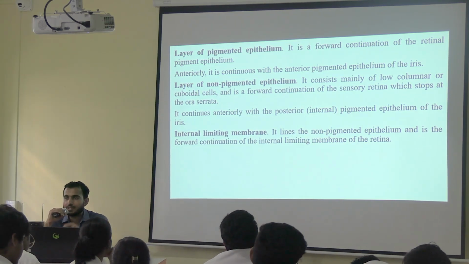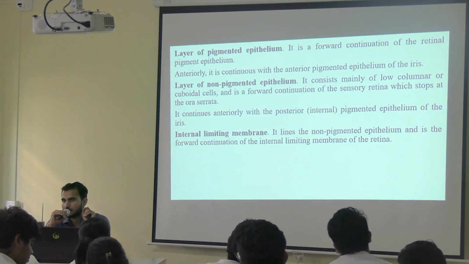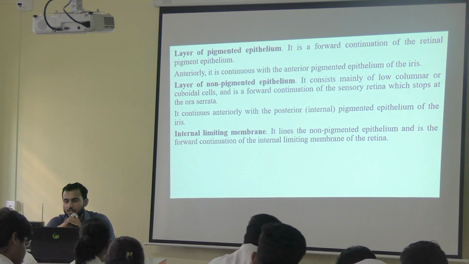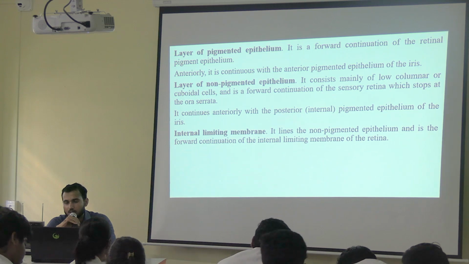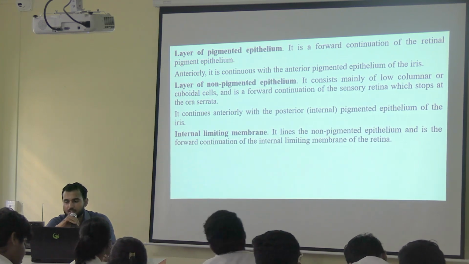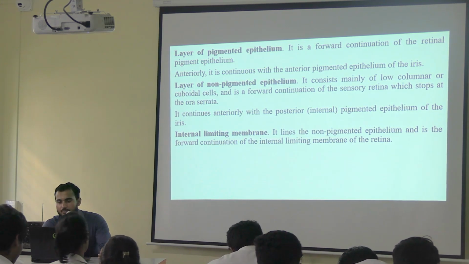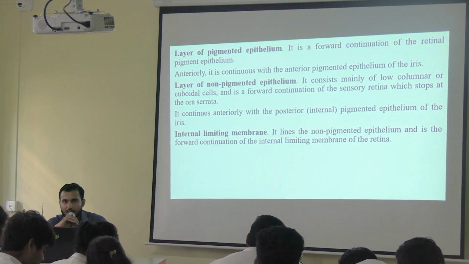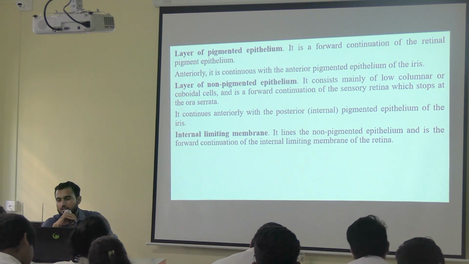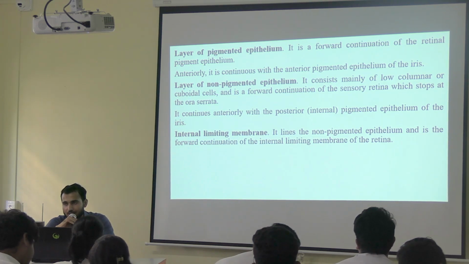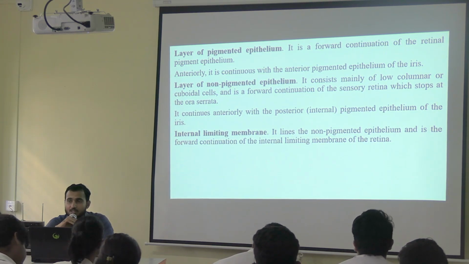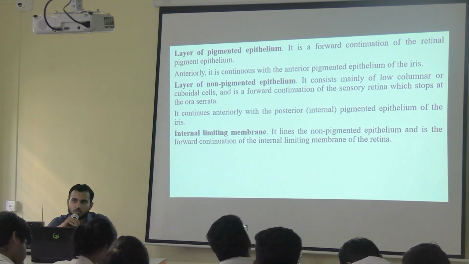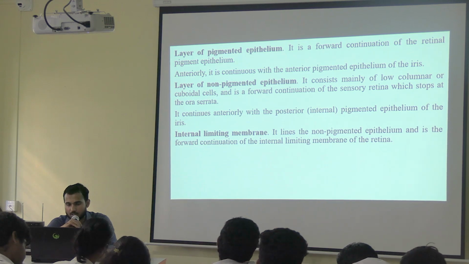Next, 2 layers of epithelial cells are there, outer and inner epithelial cells. These are called the pigmented epithelium and the non-pigmented epithelium. The pigmented epithelium is the continuation of the retinal pigment epithelium. Anteriorly, it will become the anterior pigment epithelial cells of the iris. Next, another layer of cells is there, called the non-pigmented epithelial cells. Mainly, they are low columnar to cuboidal in nature.